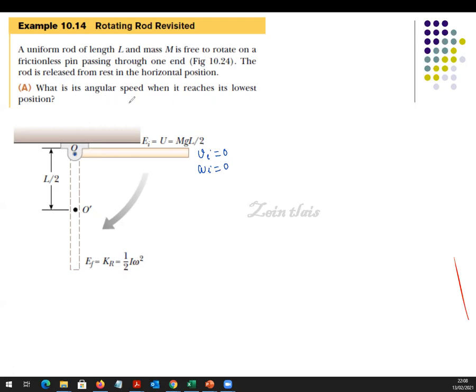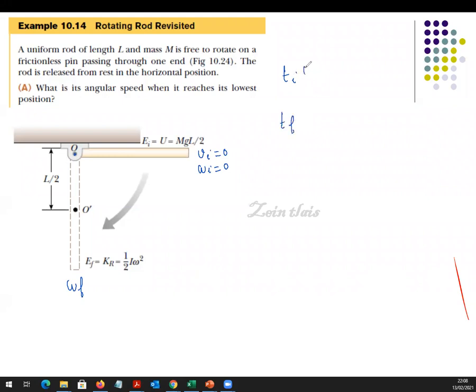I want to find the angular speed when it reaches its lowest position. I want to find omega final at this position. Okay? Let me explain two points. First of all, we have here T initial and T final.